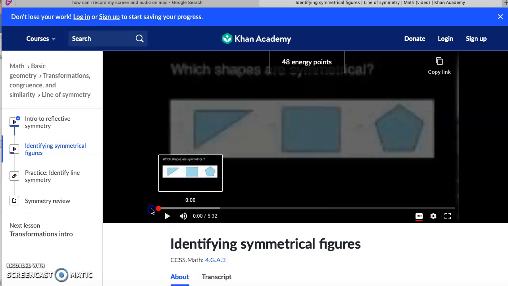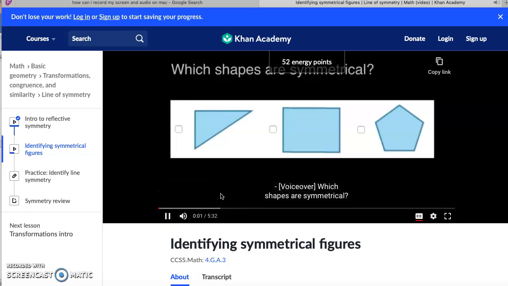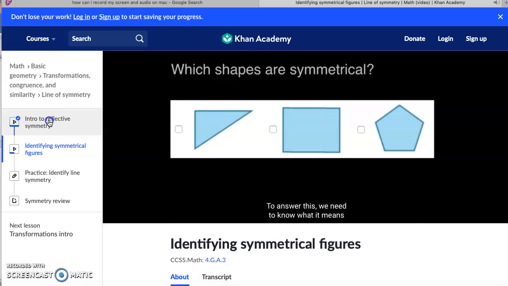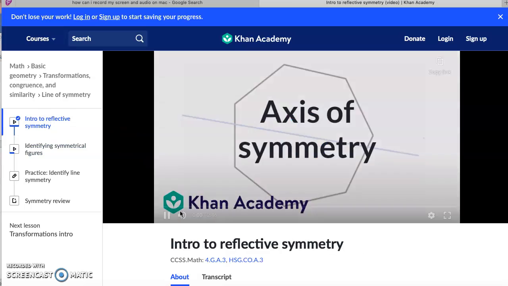To answer this, which shapes are symmetrical? To answer this, we need. Here we go.